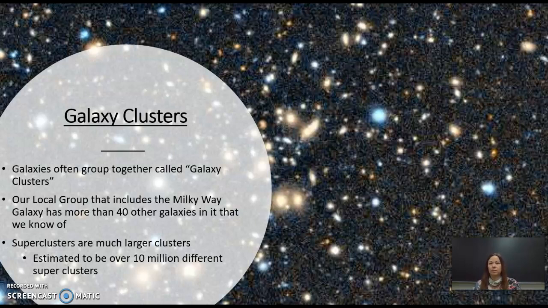Galaxy clusters. Galaxies are often found together, kind of grouped. So we call them a galaxy cluster. Our local group, that includes the Milky Way galaxy, has more than 40 other galaxies that we know of that are relatively close to us. Superclusters are much larger clusters of galaxies, and it's estimated there are over 10 million different superclusters. So we're not even a big cluster of galaxies, and they estimate over 10 million superclusters of galaxies. So there's a lot of stars out there.